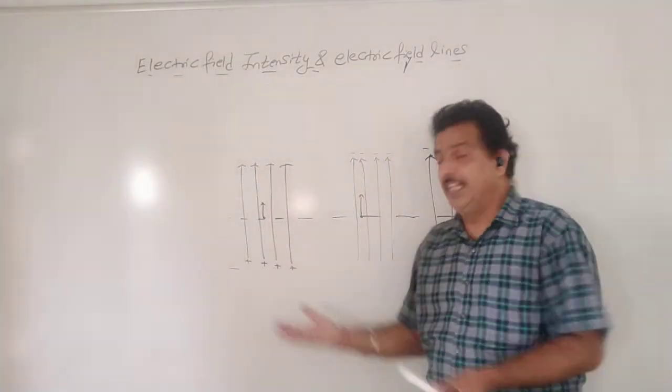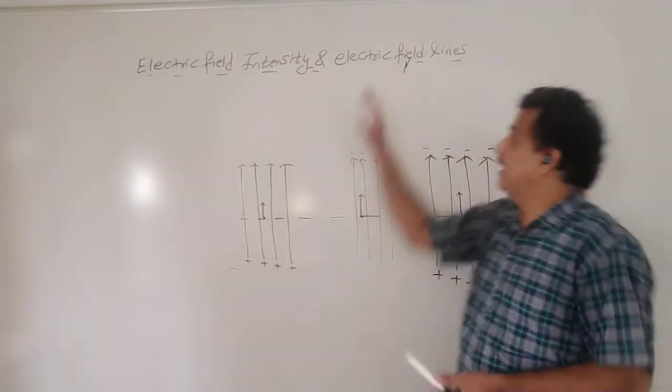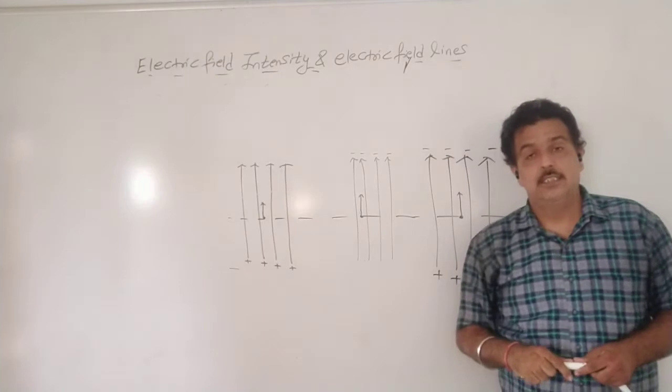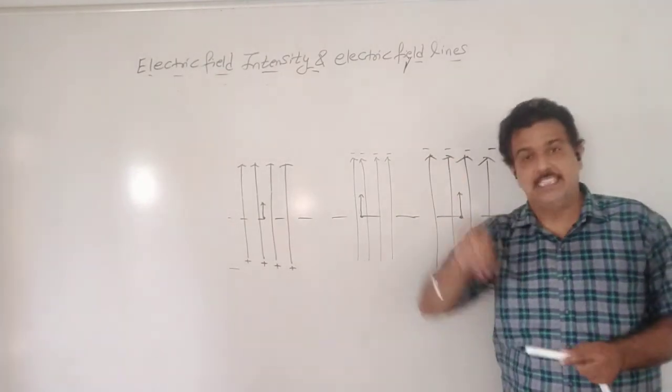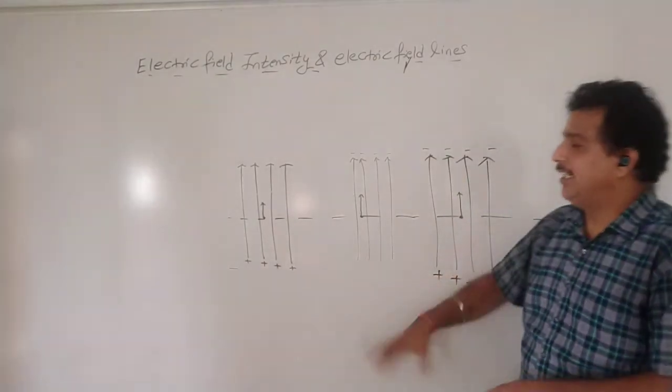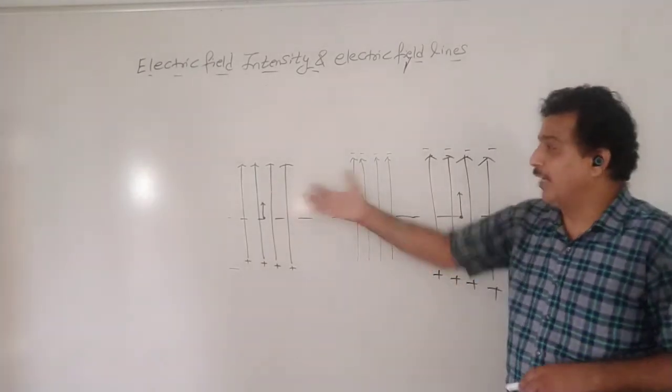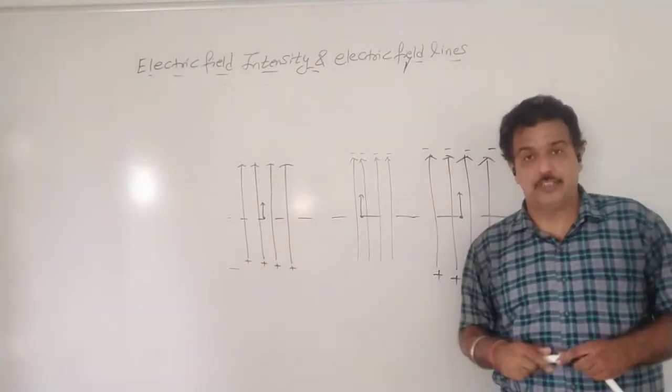So in the coming days, while dealing with electric field intensity or electric field lines, the source is there, but it can or cannot be drawn. The source itself or the arrow itself indicates the direction.